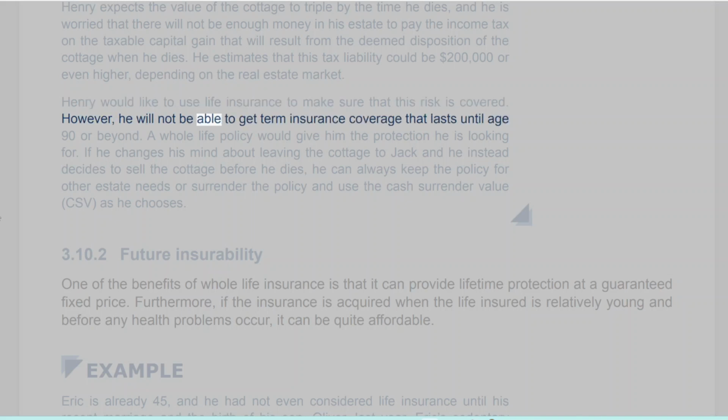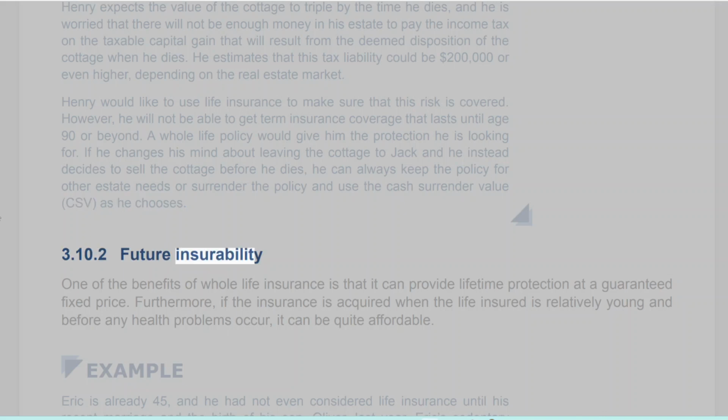However, he will not be able to get term insurance coverage that lasts until age 90 or beyond. A whole life policy would give him the protection he is looking for. If he changes his mind about leaving the cottage to Jack and he instead decides to sell the cottage before he dies, he can always keep the policy for other estate needs or surrender the policy and use the cash surrender value, CSV, as he chooses.